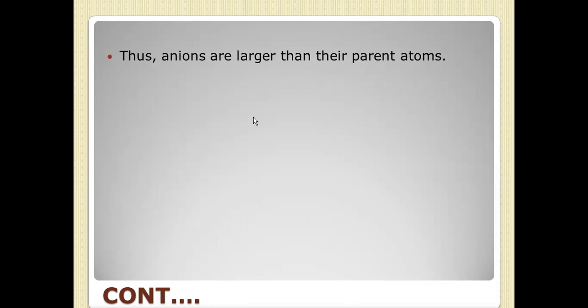So finally, what is happening? Thus, the anions are larger than the parent. This is the reason, guys. When it accepts the electron, the electron repulsion will be high. So what will happen? The electrons will spread out all over the space. So the size of the anion becomes larger than the parental atom.